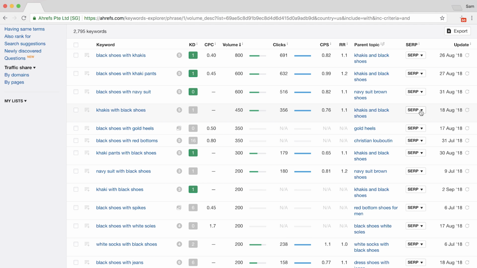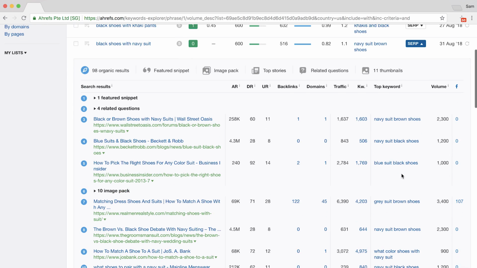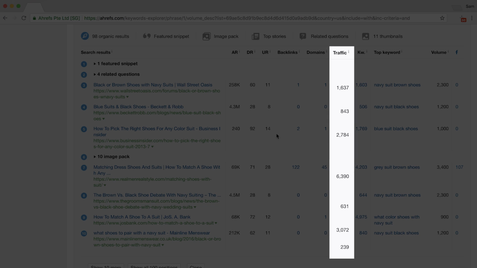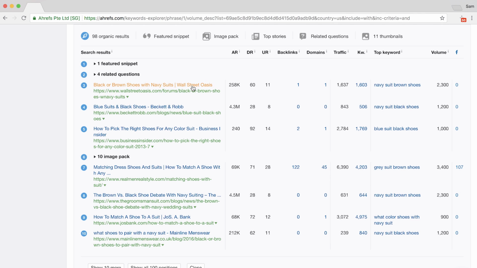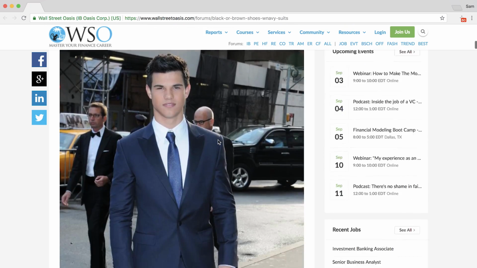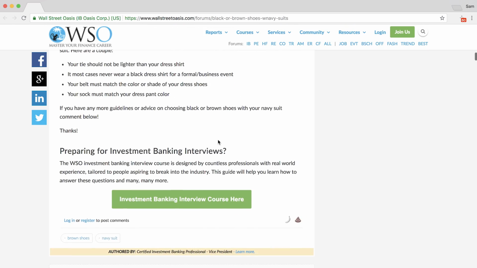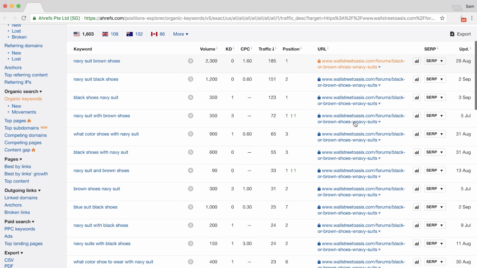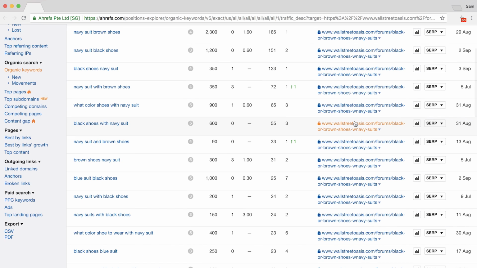If we look at the SERP overview for the keyword black shoes with navy suit, which has 600 searches per month, you'll see that all of the ranking pages get a decent amount of traffic, and almost all of the pages have little to no backlinks. Clicking through to this page, you'll see that the content is rather thin with a few images, so you won't need to worry about creating monstrous guides to outrank them. You can then click on the number of keywords and investigate further for long tail variations and subtopics within the organic keywords report. These would be much easier to rank for than a fathead term like shoes.